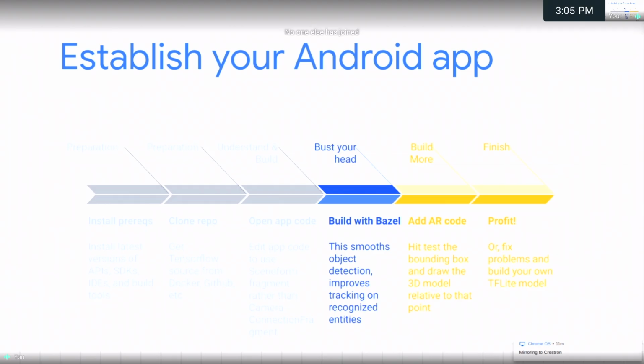So let's talk about the next piece, which is how to build the Bazel. And this is going to smooth the object detection out and improve the tracking on the recognized entities.